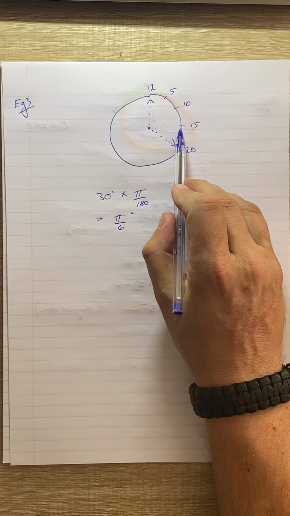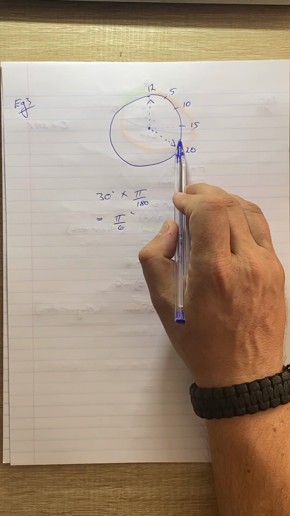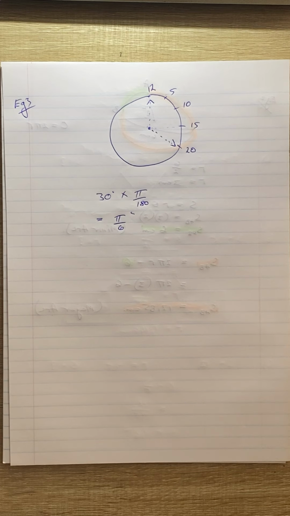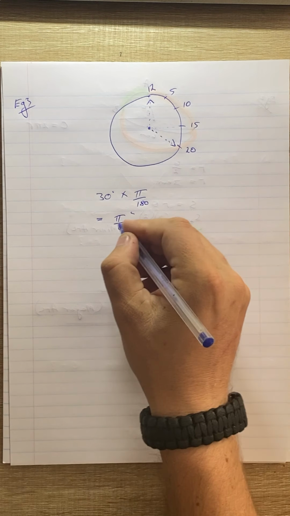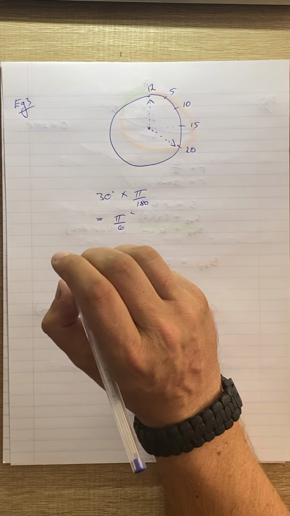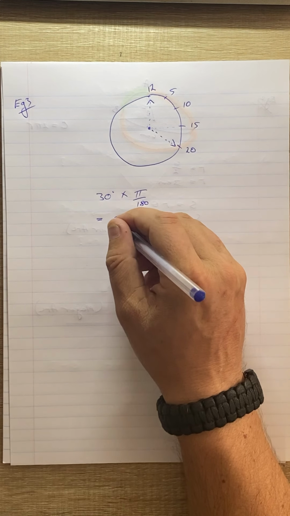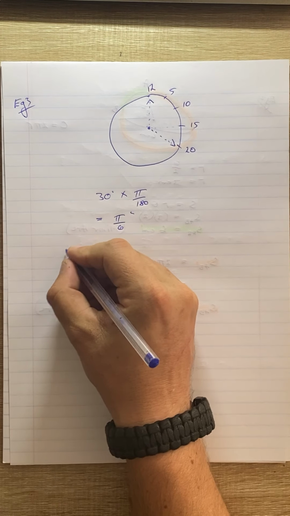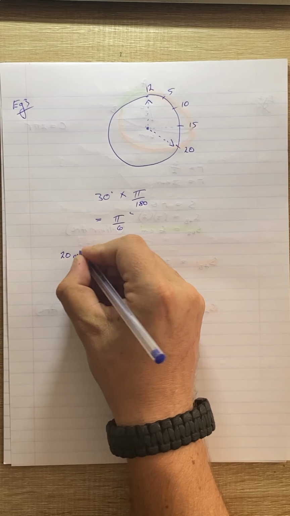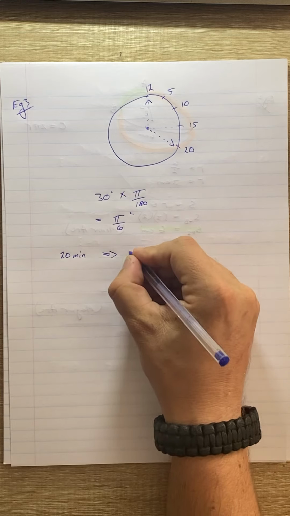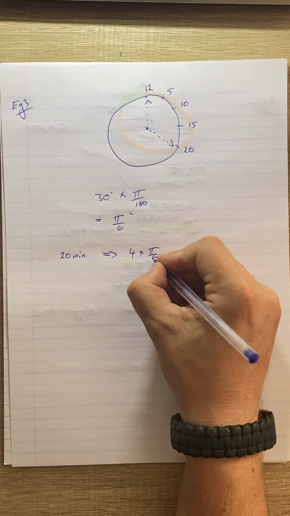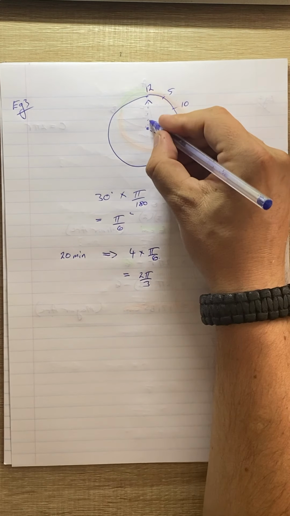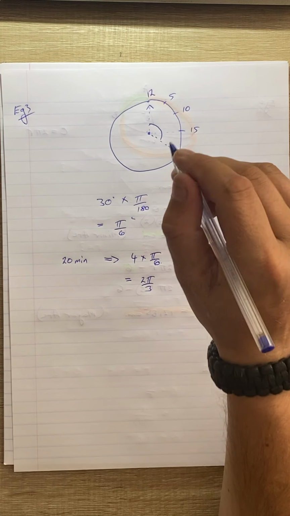Now, what we need to do is add on that extra little bit there, okay? So this is 1, 2, 3, 4. So we have 4 times this to get the 120 degrees, because that would be 120 degrees. So for the 20-minute movement, we are going to get 4 times pi by 6. And that will give us 2 pi by 3. Okay, so now we know what this angle is here. It's 2 pi by 3.